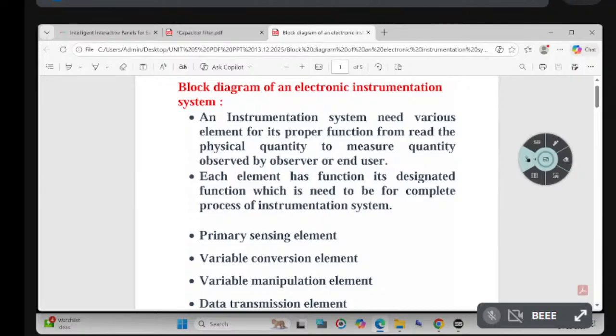First, you start to sense the element. Whatever we are measuring, we have to sense it. What are the quantities measured? We have to sense first. That is called primary sensing element. After that, the sensed quantity is converted into an electrical signal. Variable conversion, you have to convert it. Each element has its designated function, which is needed to complete the process of the instrumentation system.